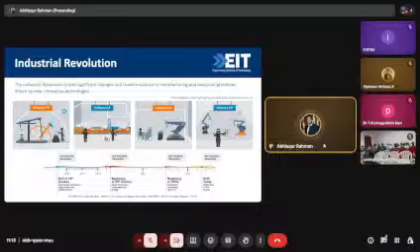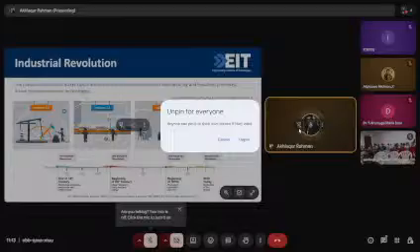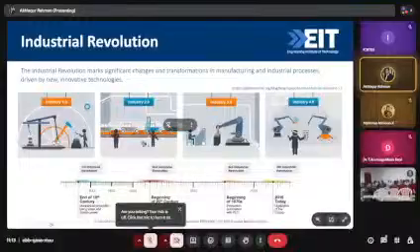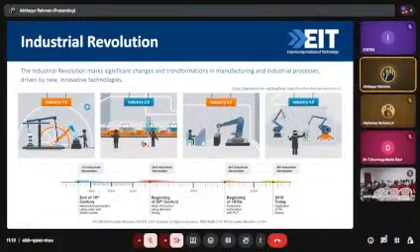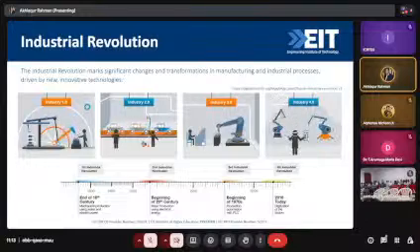So we start with a little journey of the industrial revolution, right? When did the first industrial revolution take place? It was about 250 years ago, around the 1800s. Around the 1770s, that's when the first industrial revolution took place.